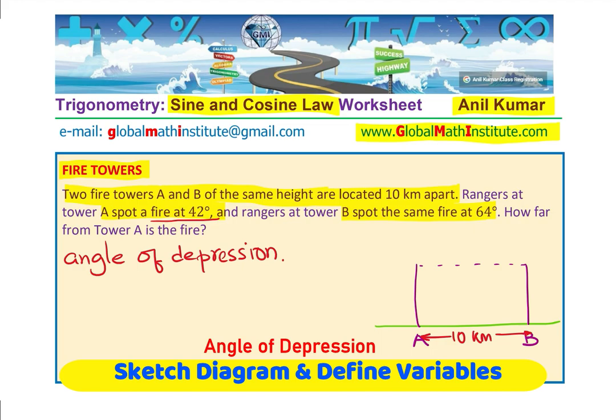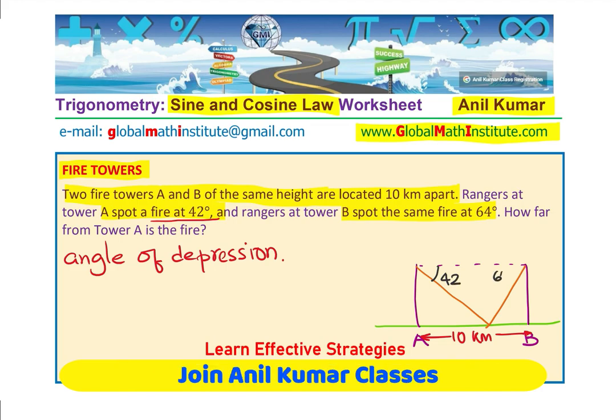Okay. Now, let's say the fire, from B it is 64, from A, 42. So it could be something like this, right? What I'm trying to say here is that the angle of depression is this angle, which is with the horizontal, and that angle is 42 degrees from A and 64 degrees from B. You get the idea. So that is how the situation is.